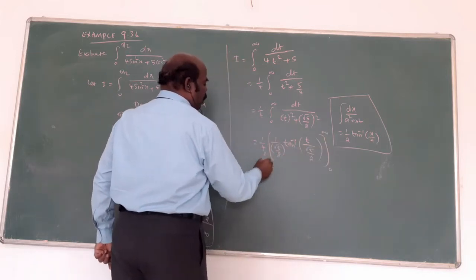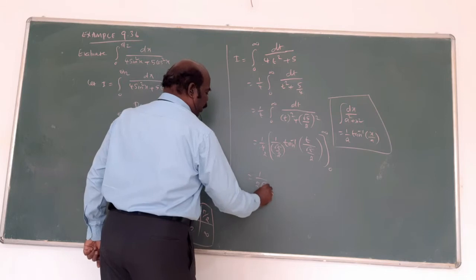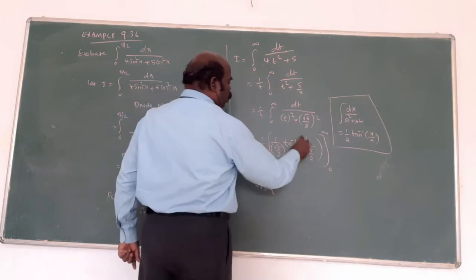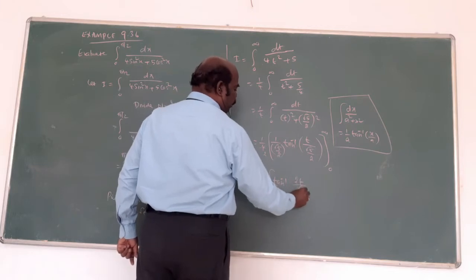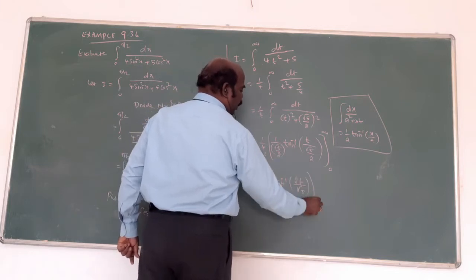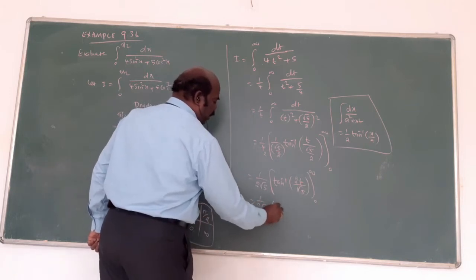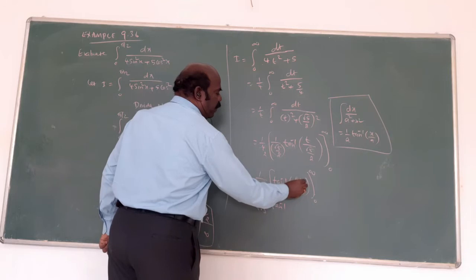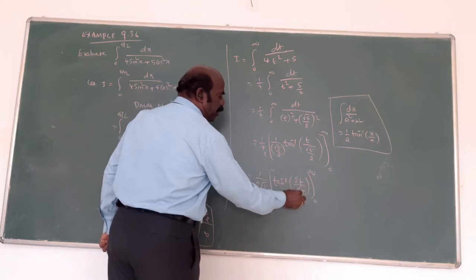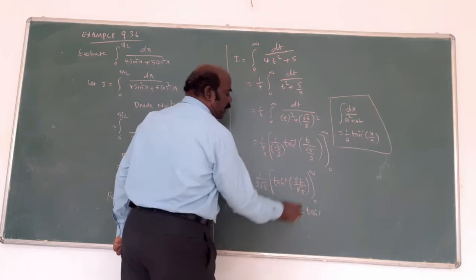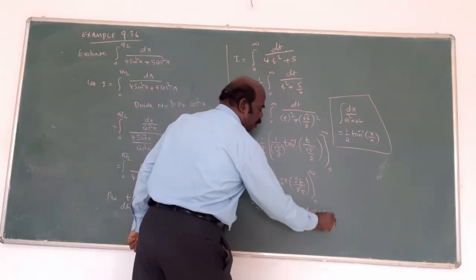Cancel now. 1 by 2 into root 5, tan inverse of 2t by root 5, for simplification. Now applying the upper limit: 1 by 2 into root 5, tan inverse of 2 into infinity by root 5, also infinity, minus tan inverse of t is 0, the whole thing will be 0. Am I right?